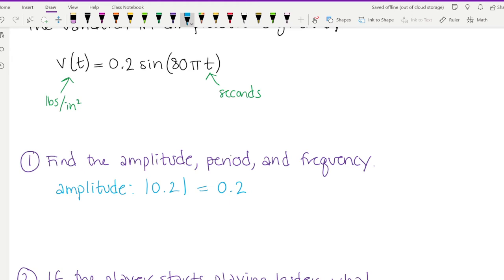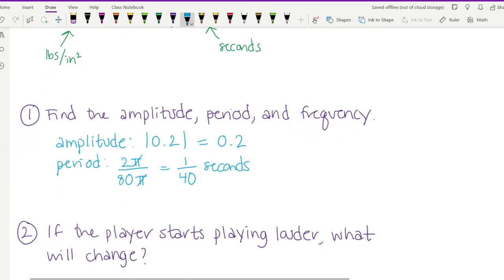What about the period? Well, the period is going to be 2 pi divided by the coefficient of t. So 2 pi over 80 pi. And so that reduces to, the pi's cancel out, right? And then we have 2 over 80, which is 1 over 40. So that is the length of one cycle. And the units for that would be seconds, right? So a cycle is completed in 1/40th of a second. So when we're talking about music, unless the note is very, very low, the waves are going to happen very quickly. And so then we also have the frequency.